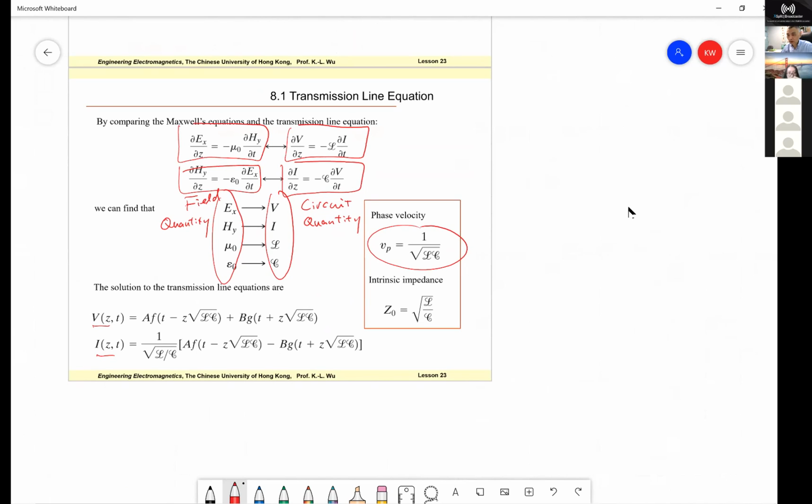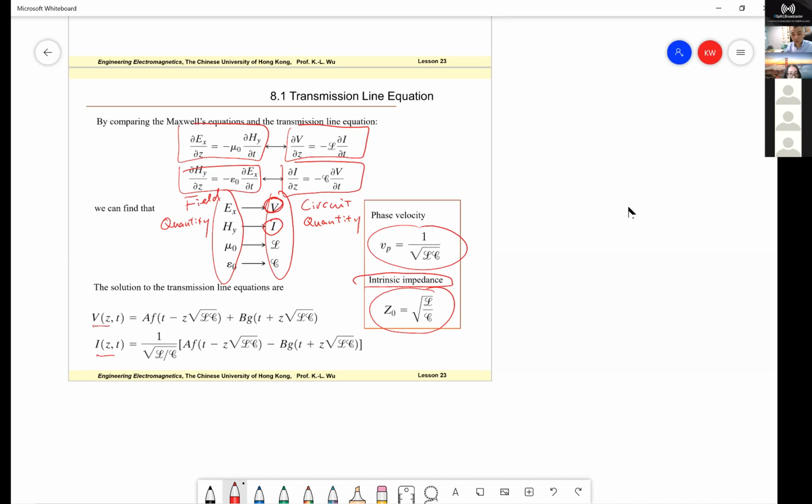And then we can easily prove that if the voltage is divided by the current, that equals the wave impedance. You see, because we know the voltage and we know the current in terms of circuit theory, we can easily find V divided by current, which we define as the intrinsic impedance.